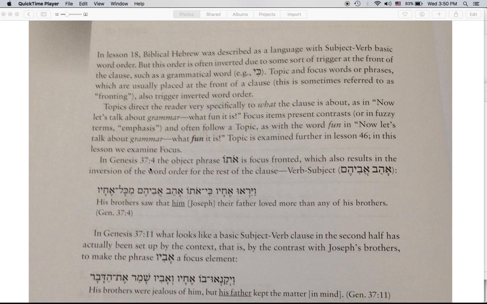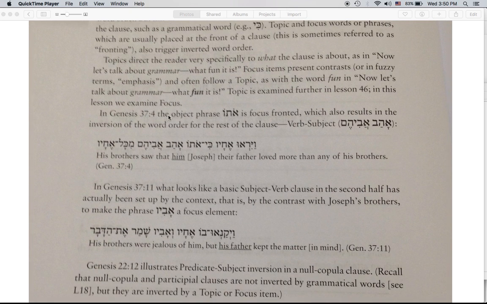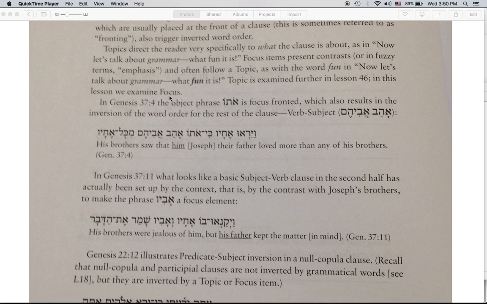In Genesis 37, we find our first example. This is the most clear and basic example that our authors give us. So let's look at it. The object phrase oto is focus fronted. That is to say, it has been fronted or moved to the front of the clause in order to make sure the reader focuses on it. This also results in the inversion of the word order for the rest of the clause. So because this word is fronted, we now have verb-subject word order.